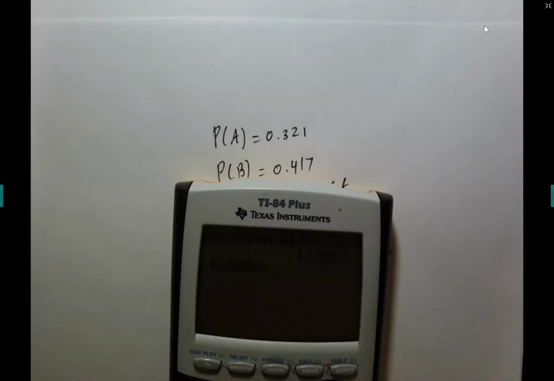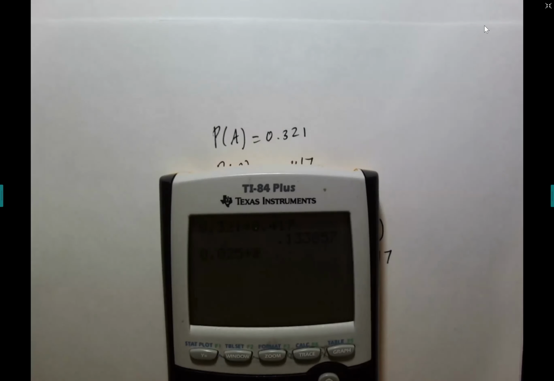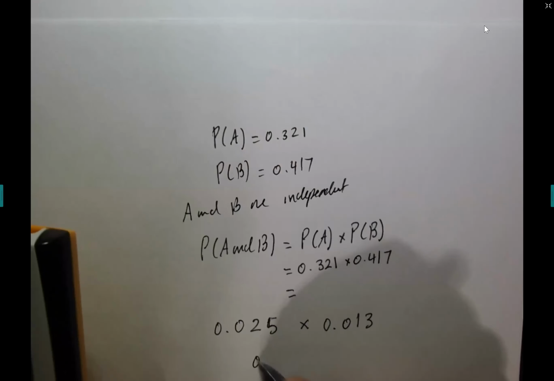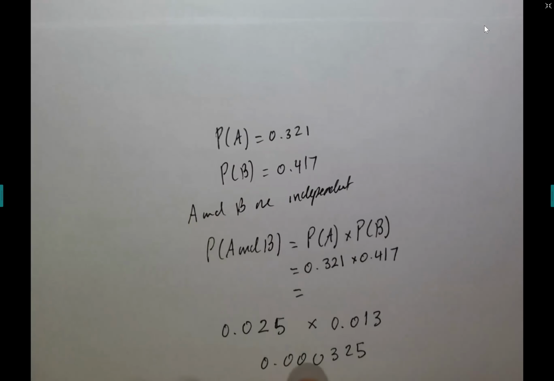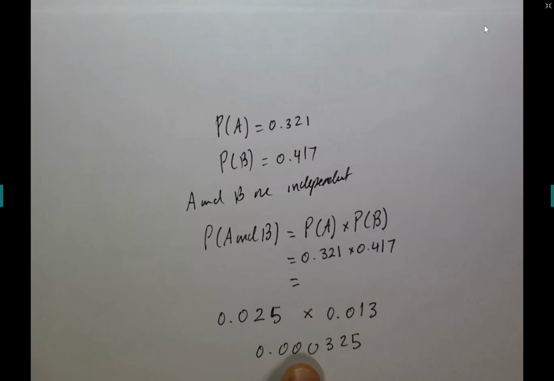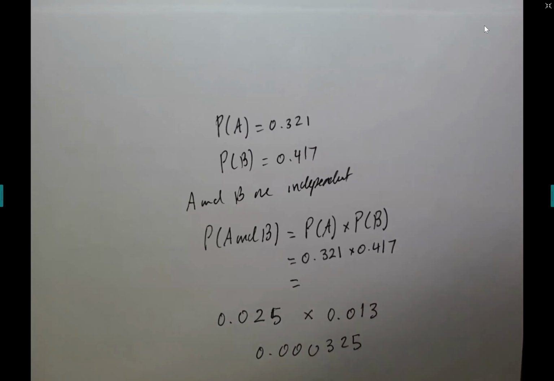0.025 times, what did I put there? 0.013. And this is the answer. If you multiply those two numbers, guys, you get this, which is a very, very low probability that this will happen. So if you don't trust just one device to wake you up on time, use two of them, and the chance that one of them is going to work is going to be very good, because the chance that both of them will not work is 0.0000325. Okay?